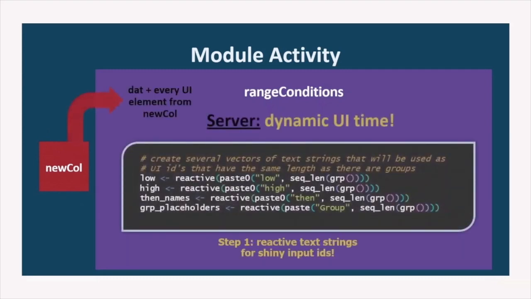It's finally time to create some dynamic user interface elements. And the way that we're going to do that is using reactive text strings. So here you can see we're just making a text string for these different IDs that we want to create for Shiny inputs. So here we have some low, some high, and then some then names and some group placeholders. And you'll see where those come in handy next.